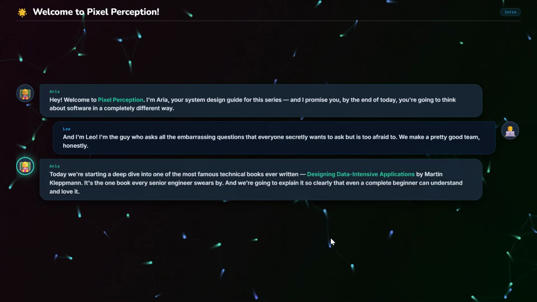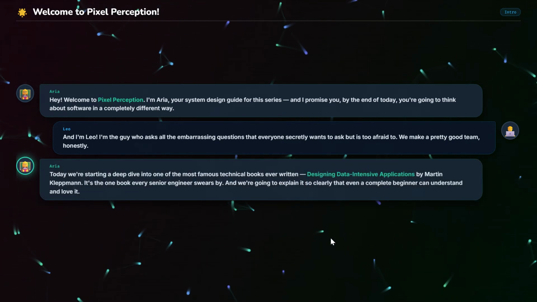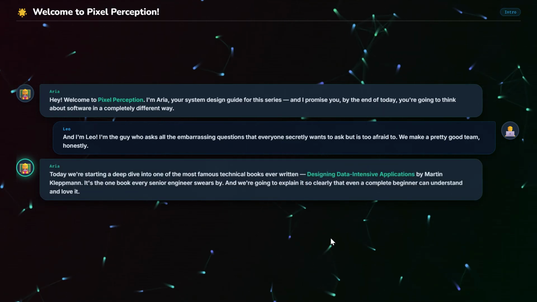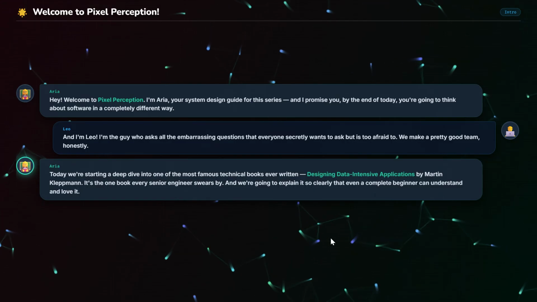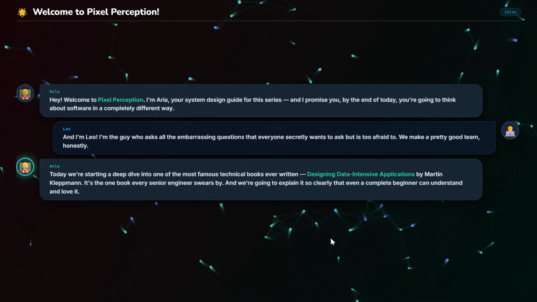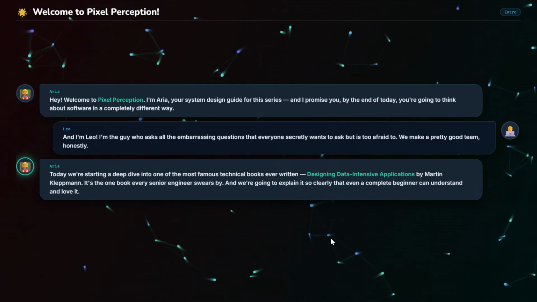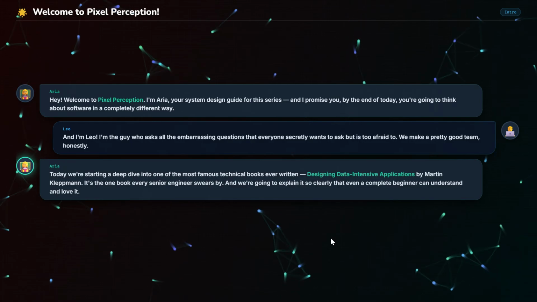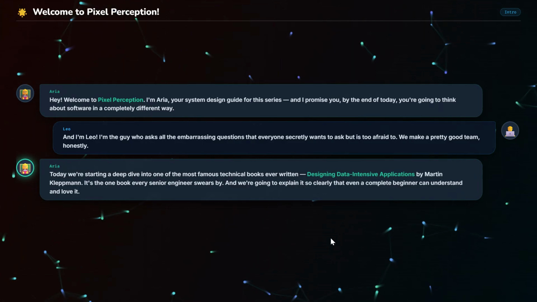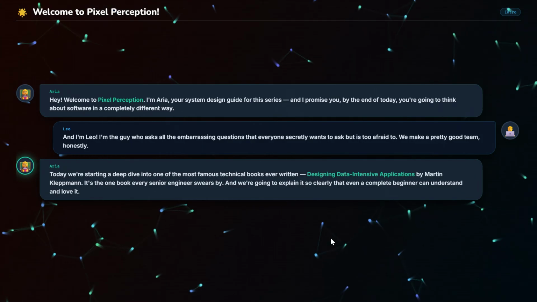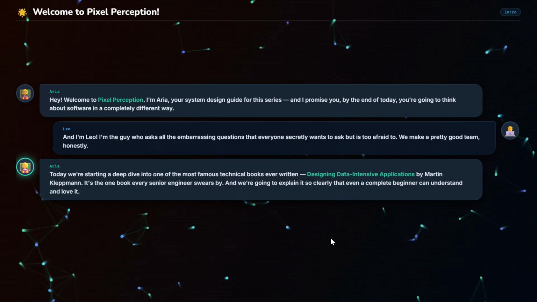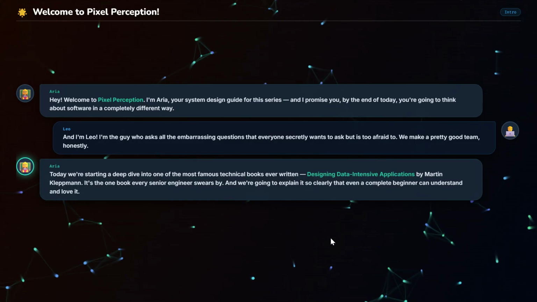Today we are starting a deep dive into one of the most famous technical books ever written, Designing Data-Intensive Applications by Martin Kleppmann. It is the one book that every senior engineer swears by. And we are going to explain it so clearly that even a complete beginner, someone who has never thought about system design before, can understand and love it.